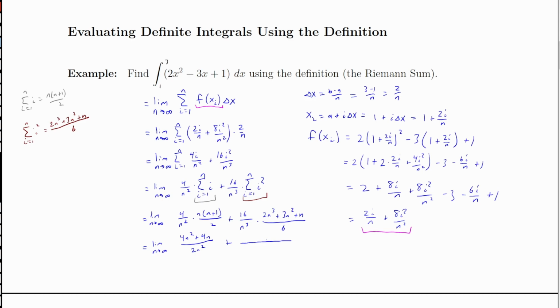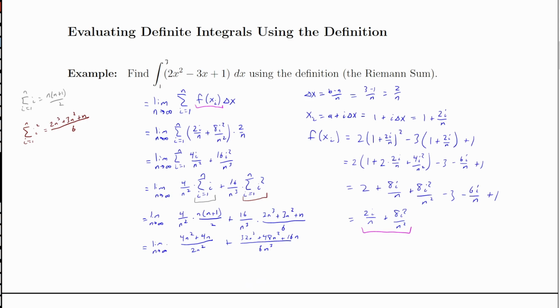Okay, and my second fraction, I bring in the 16. 16 times 2 is 32 n cubed. 16 times 3 is 48 n squared. 16n, all over 6n cubed.